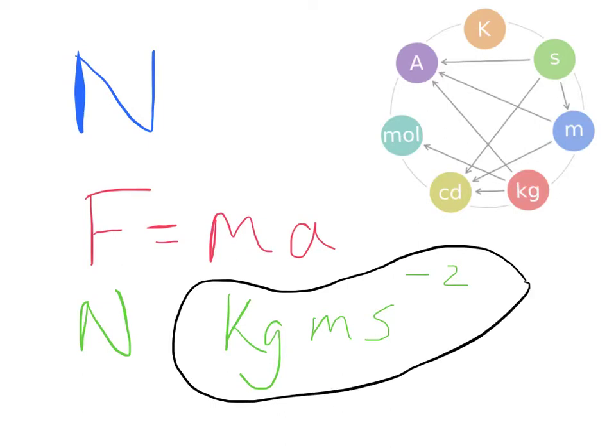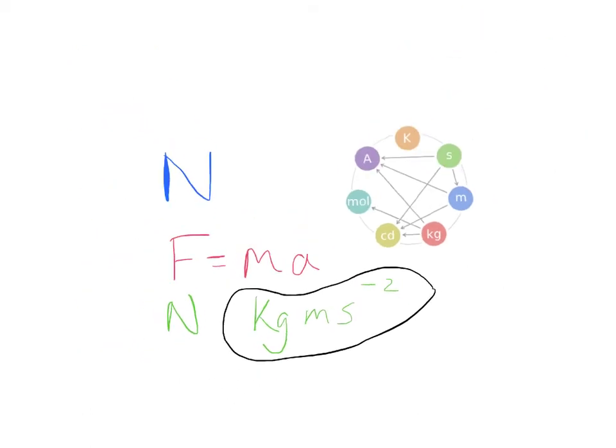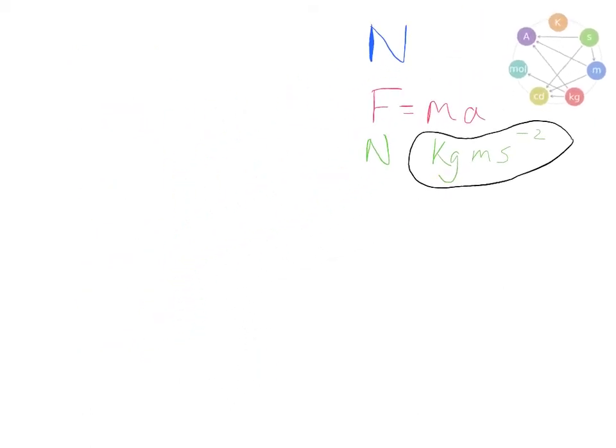So my challenge to you then is to do this for a couple of other units. So let's just move all that out of the way. I would like you to find the following fundamental versions of the unit. The joule, the unit for energy. The coulomb, the unit for charge. And finally, the pascal, the unit for pressure. Okay, so your challenge is to find the fundamental versions of those 3 units. Good luck.